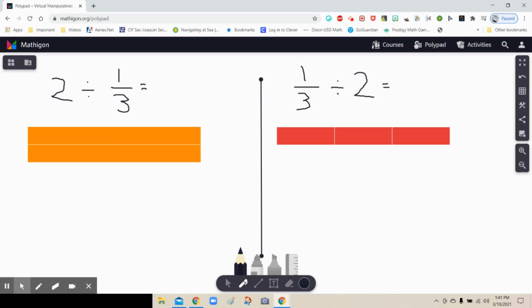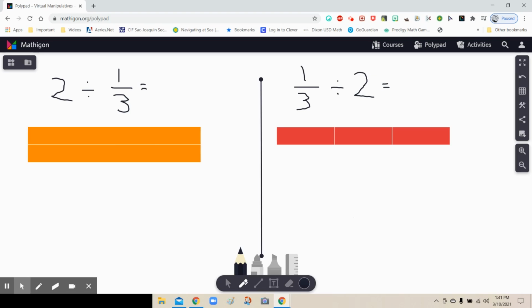We are going to talk about the difference between dividing a whole number by a fraction and dividing a fraction by a whole number. Take a look at the two problems I have here. On the left side, we have a whole number divided by a fraction, 2 wholes divided by 1/3. And on the right-hand side, we have the opposite: a fraction, 1/3, divided by 2 wholes.